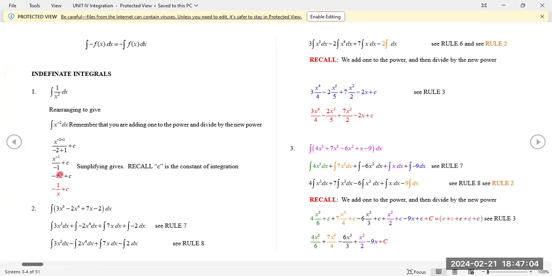We never normally write our answer as a negative index, as I told you before. We always try to write it as positive. That's just a general rule of thumb. So I'm going to convert x to the negative 1 as 1 over x, and this here will be my answer.